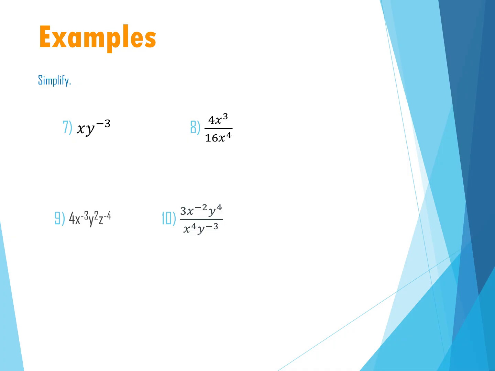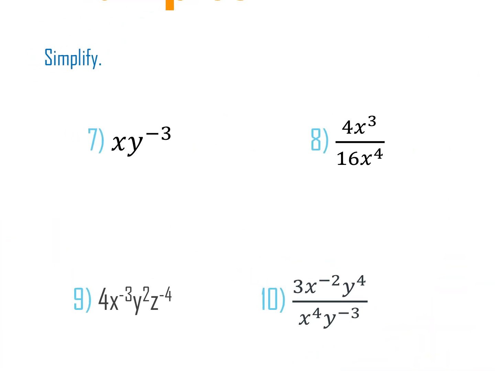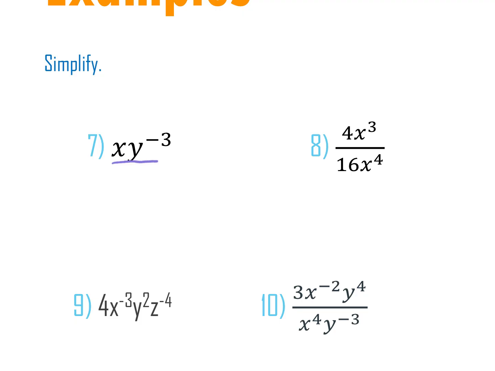All right, so something like number 7, same exact idea. I can write the over 1, circle whatever has that negative exponent. In this case, it's just the y. It's not the xy, it's just the y. So that means x is going to stay on top and y is going to move to the bottom with a positive exponent. All right.